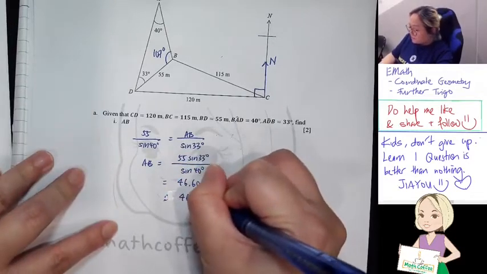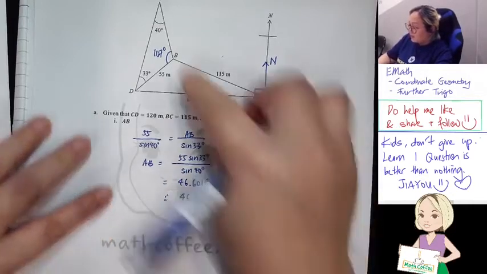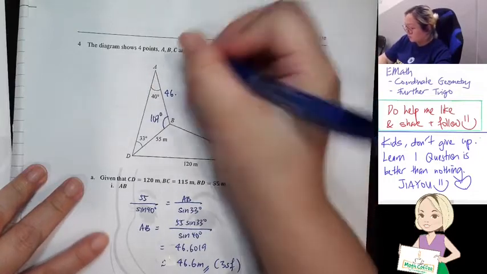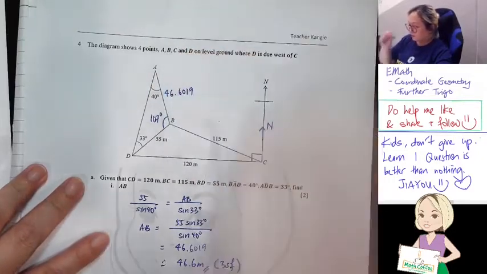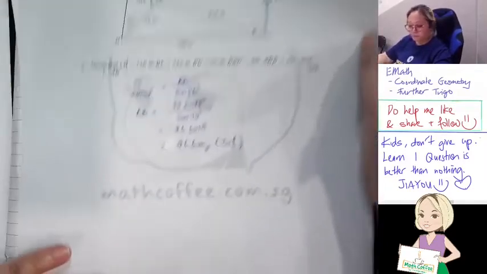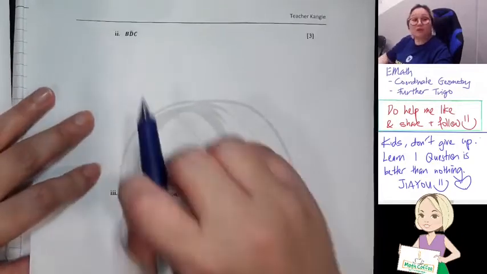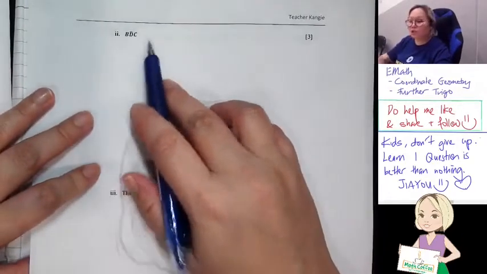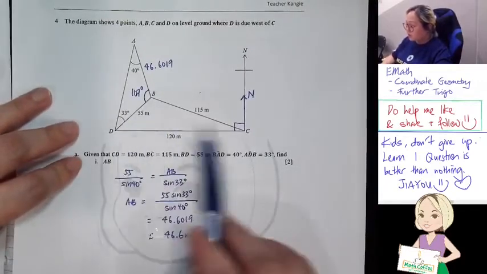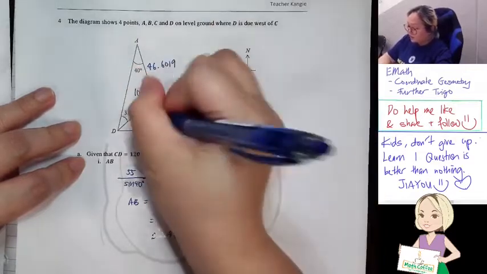Round it off to 3SF, 46.6 meter. Fill in the blank, my AB, so this is 46.6019. Okay? Let's move on. Now they want me to find angle BDC. So that means they want this angle. Haven't used theta, right? Okay, I'll mark it as theta.